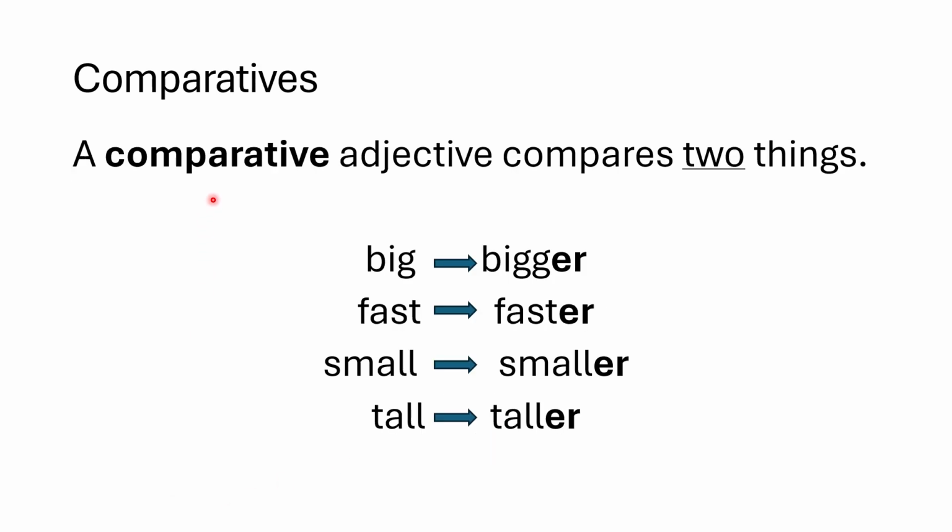A comparative adjective compares two things. Observe what happens to the adjective. We often add the suffix er. Big becomes bigger. Fast becomes faster. Small becomes smaller. Tall becomes taller.